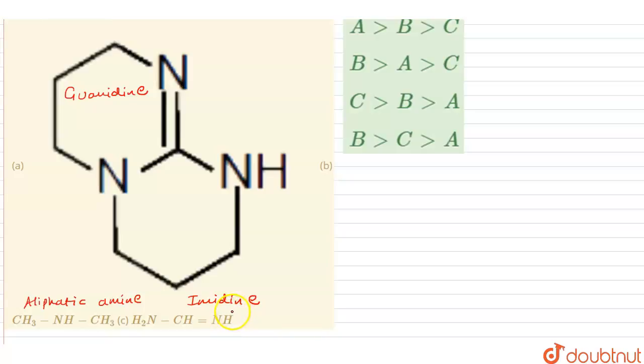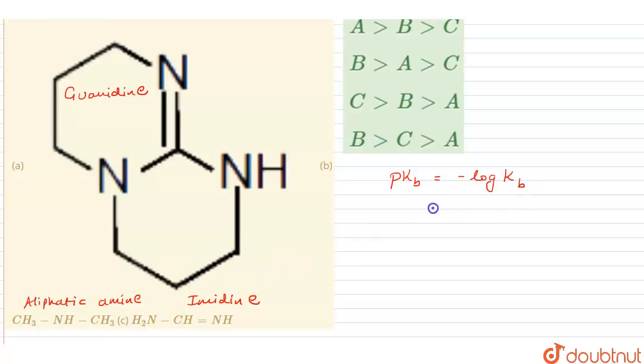So what we have to do is watch out for the basicities and accordingly arrange them. So pKb, what does it indicate? It's the negative logarithm of Kb. Now what is Kb? Kb is the dissociation constant of a base.